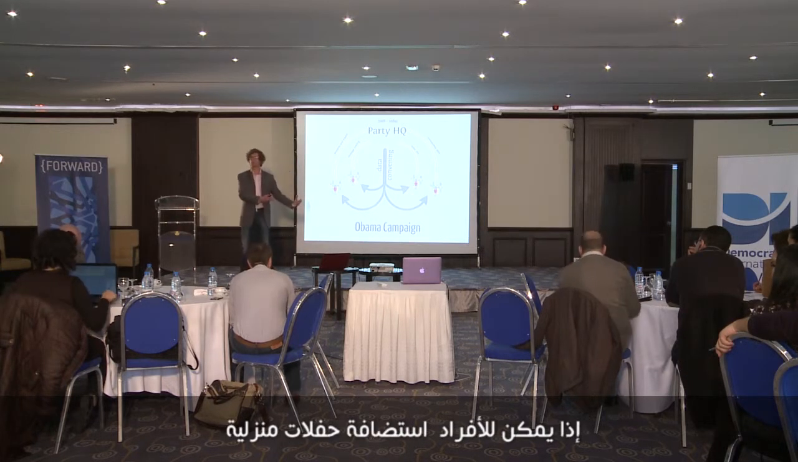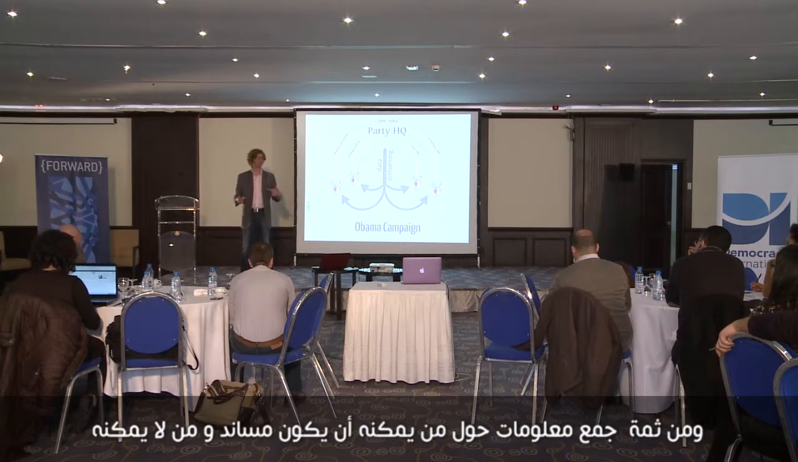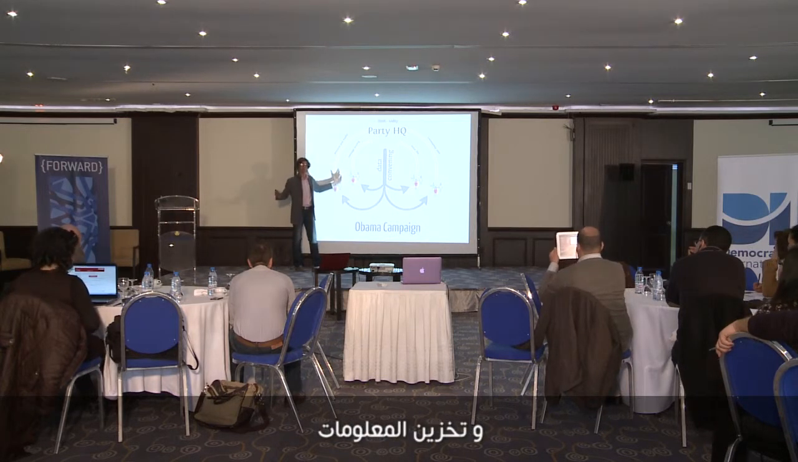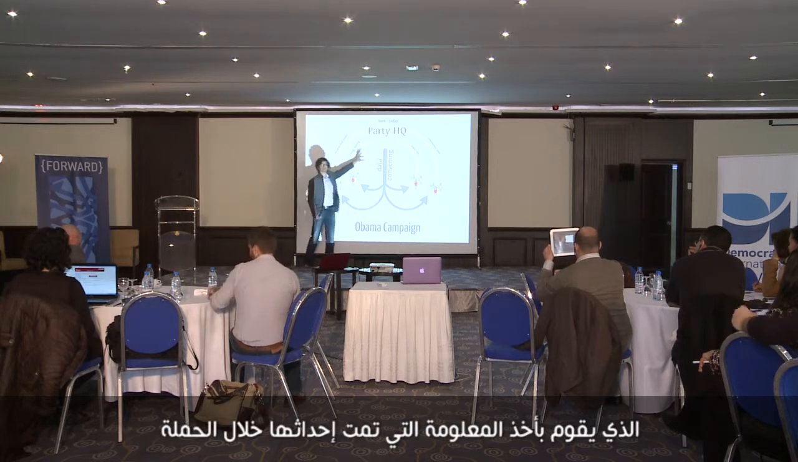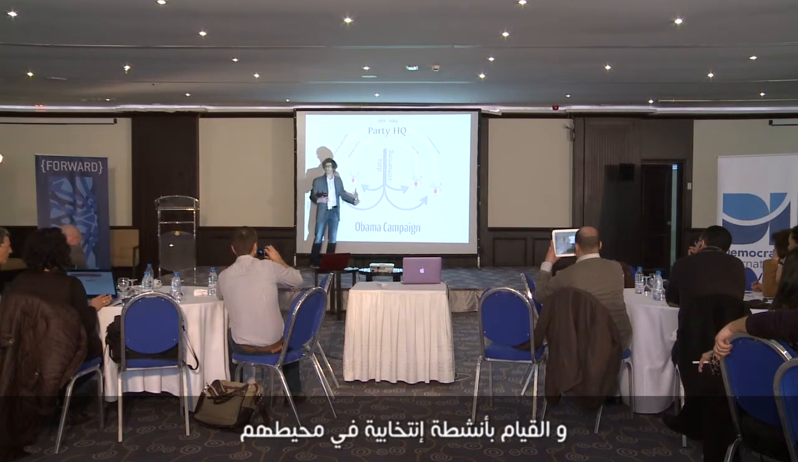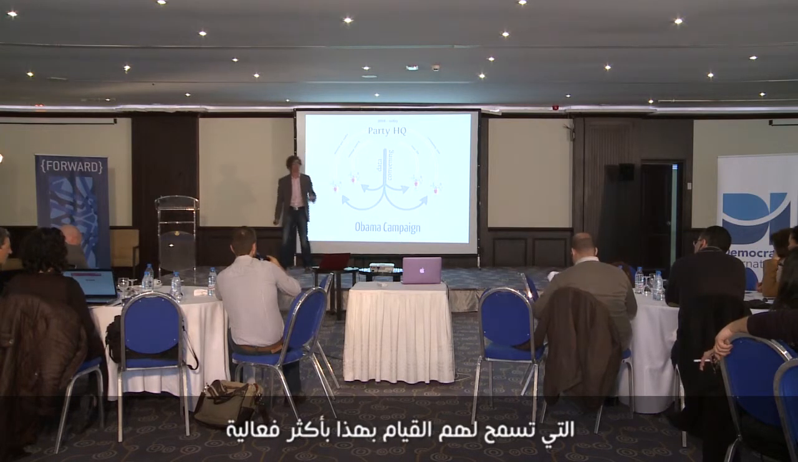So individuals were able to host house parties, and they were able to get all of their friends to come together, and they were able to look at voter lists and call out to people, collect information about who might be a supporter and who wouldn't be, and then feed that back into the main database, the information repository. So the individuals, the supporters of that network, were part of an ecosystem of taking the information that was being created by the campaign, doing things in their communities more effectively on behalf of the campaign, and providing back information that allowed them to continually do this more and more effectively.